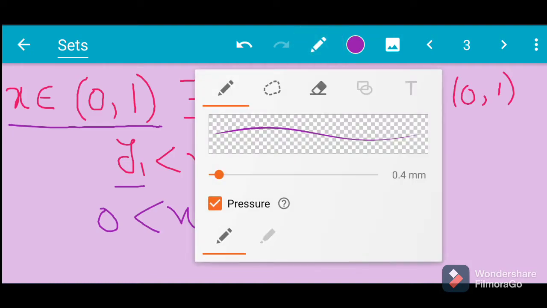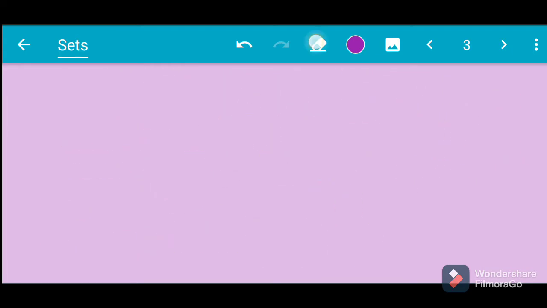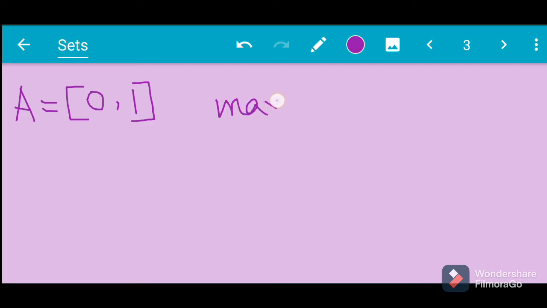But on the other hand, if I consider this set, closed interval [0, 1], okay, then suppose this is my capital A, then max A is equal to 1, min A equal to 0.